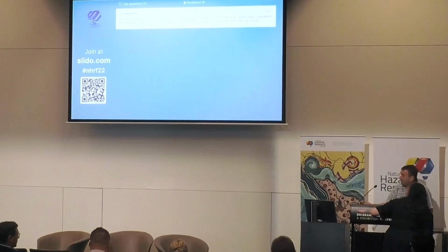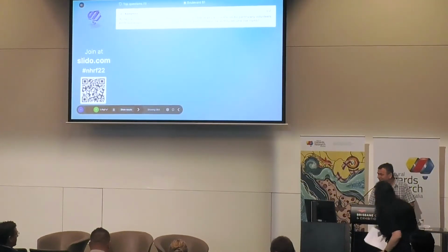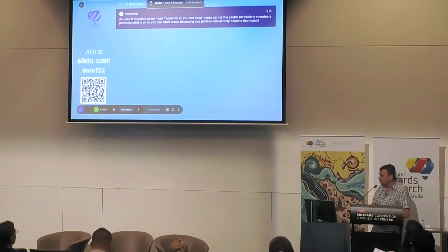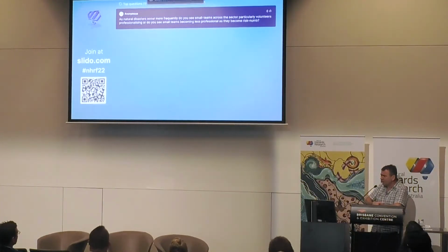Okay, so I've got a question here. As natural disasters occur more frequently, do you see small teams across the sector, particularly volunteers, professionalising, or do you see small teams becoming less professional as they become risk numb?